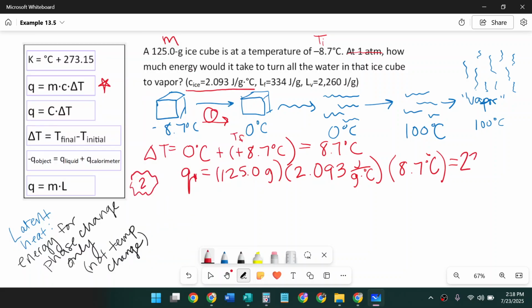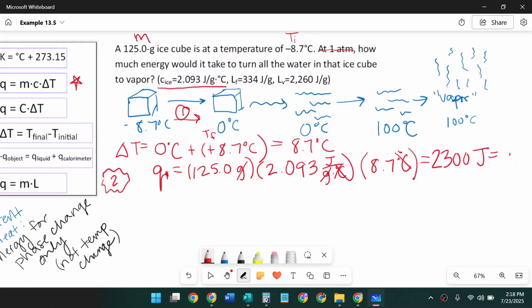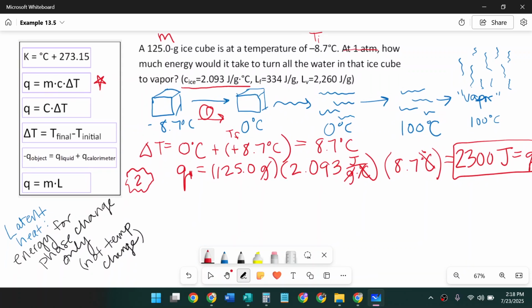So that's going to be 2300, and that's joules because our units here and here cancel, leaving us with just our joules. All right, so that's our first Q. I'm going to move this a little bit to the side because I'm going to box them until we get to the last answer so we can keep track of our things. All right, so that was step 1.